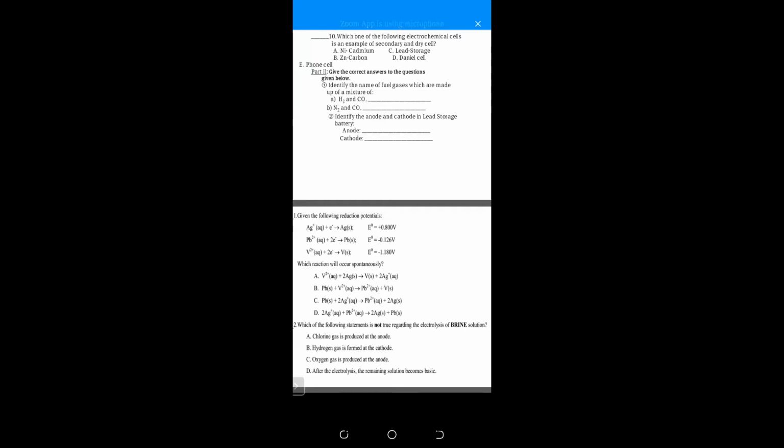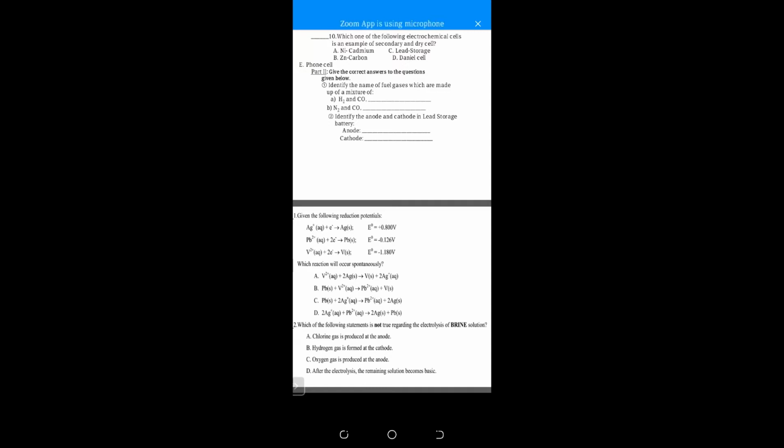Next, identify the name of fused gases. This is simple. H2 and CO is what? H2 and CO is water gas. N2 and CO is air gas, or particularly it is known as producer gas. Many of you said air gas. It is possible, but its typical name is producer gas. I wrote it on your worksheet.